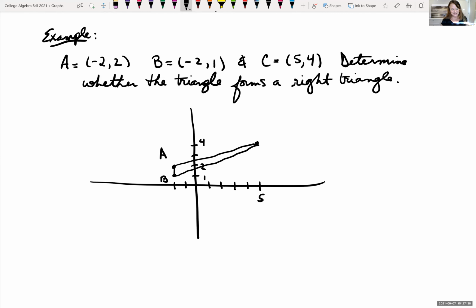Doesn't look like it. But let's show it mathematically that it is or is not a right triangle. Okay, so let's figure out what the distances are. So let's find the distance between A and B.